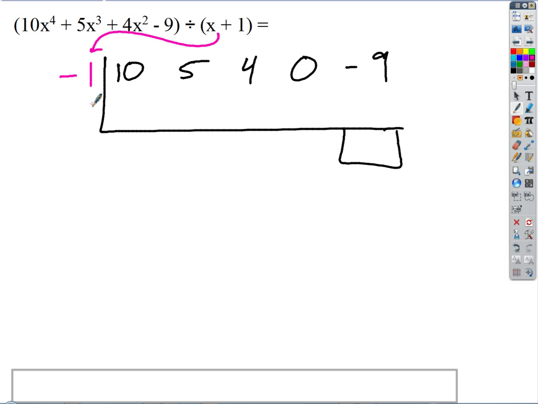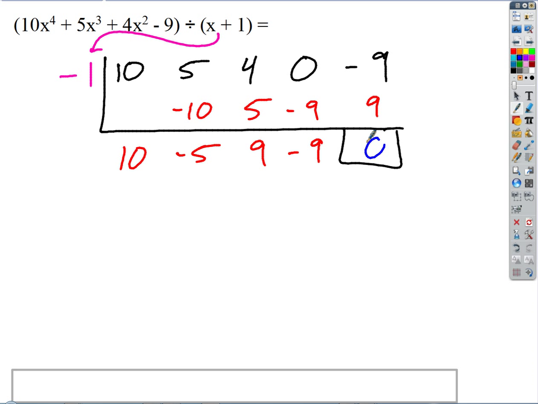Okay, so now let's do the math. If I bring this down, I get 10 times negative 1, negative 10. Negative 5 times negative 1 is 5. 5 plus negative 9 is negative 9... 9 minus 9 is 0.